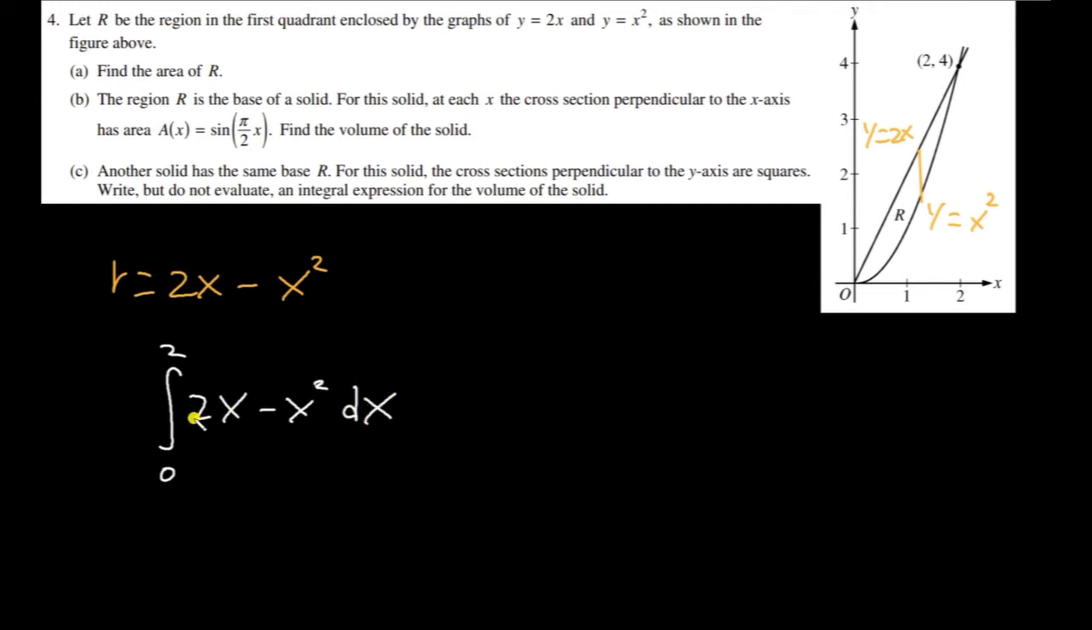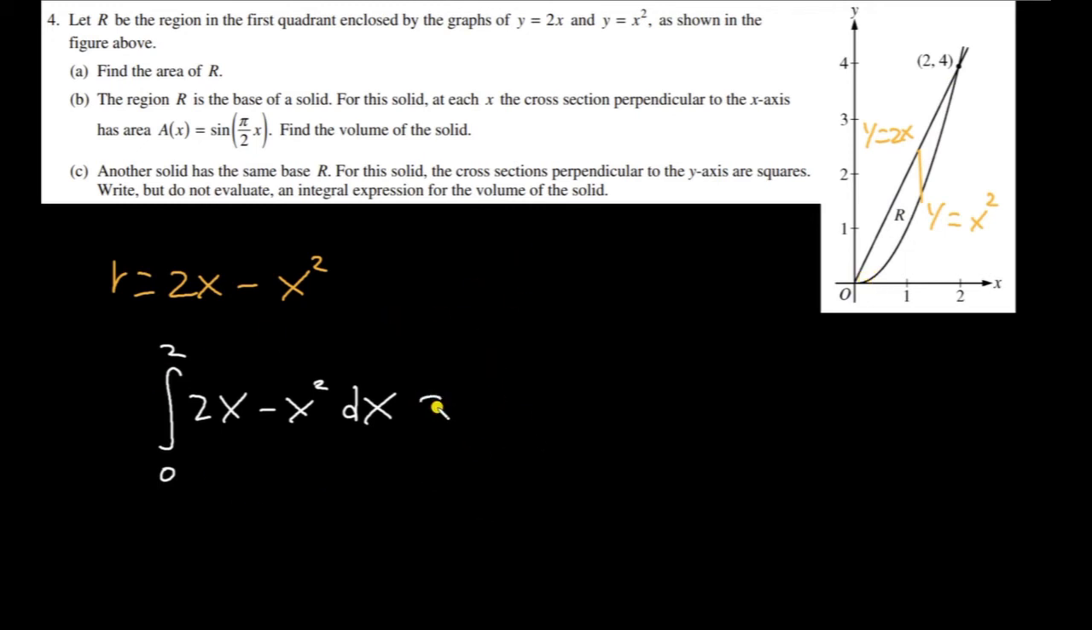So for example, each value of 2x minus x squared, for each different x value between 0 and 2, is going to give you this line and this line and this line and this line and this line. And we're just adding up an infinite number of those lines between 0 and 2, and all those lines added up together will get us the entire value of the shaded region R, okay?